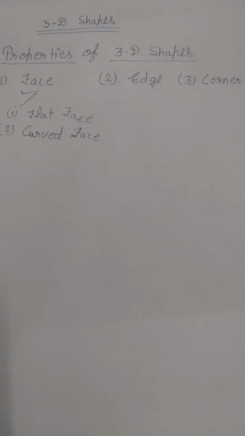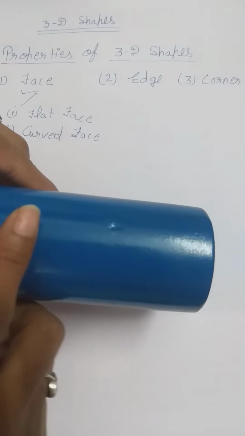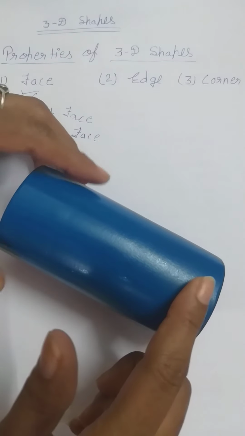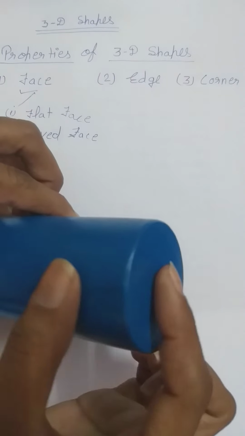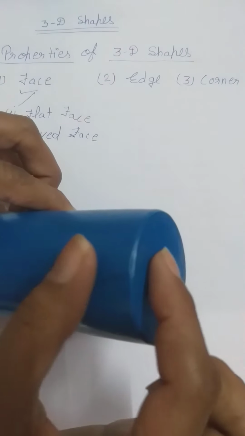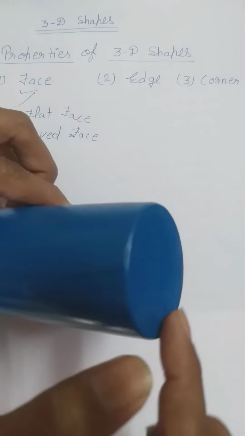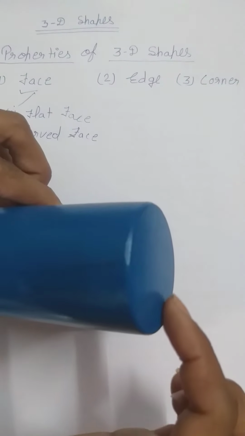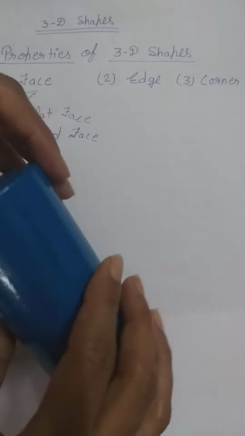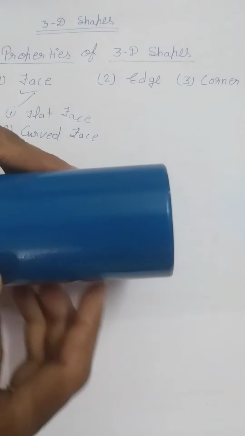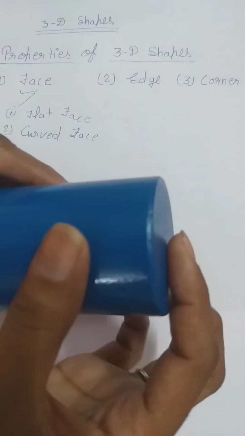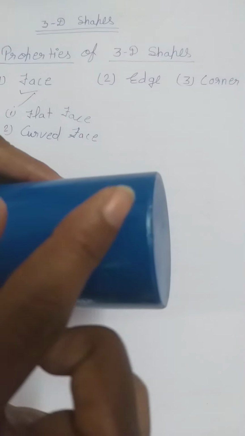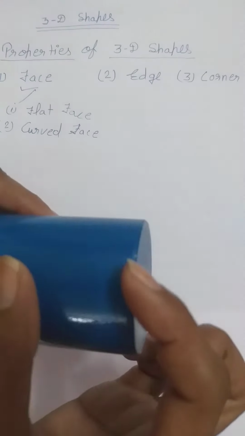Let's see another shape, like a cylinder. So this one is our curve face and this one is a flat face. Okay, both are meeting at a point. So this one is an edge. And on this side also we have a curve face and a flat face. Both are meeting at a point. So that point is called an edge.